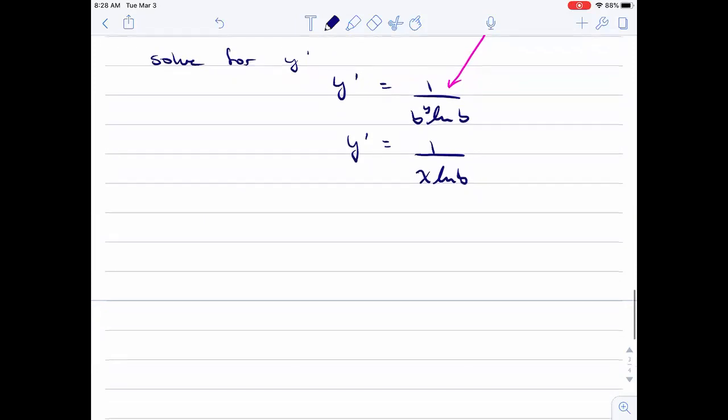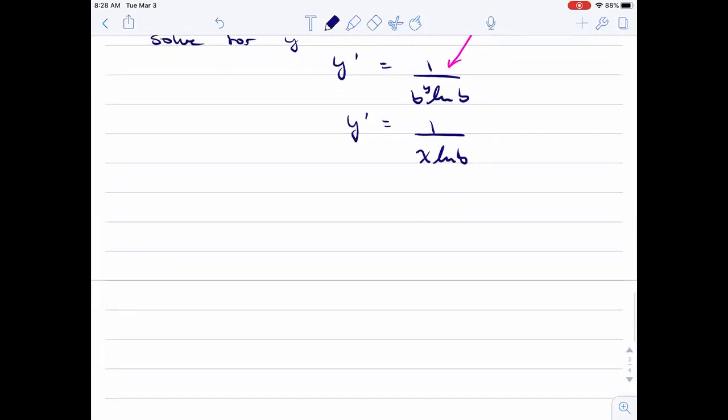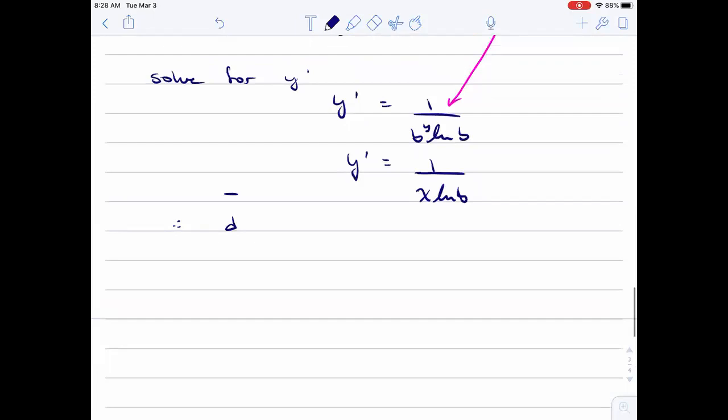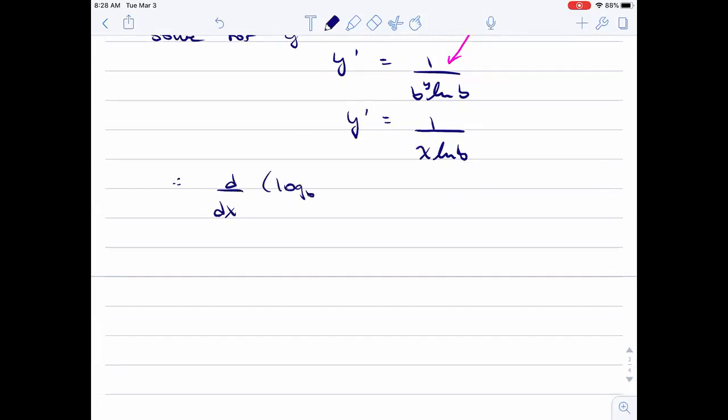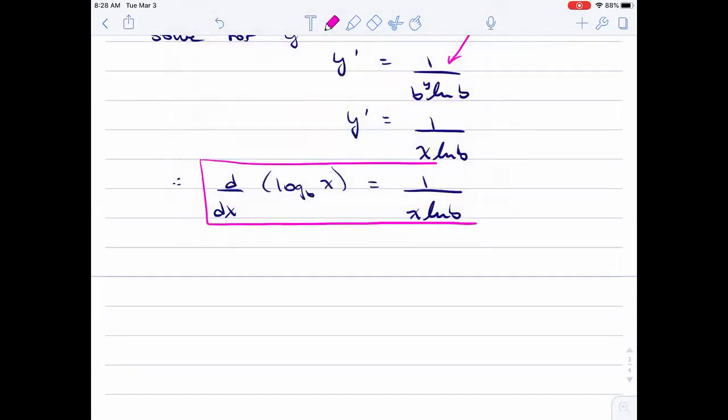So then what we're saying is that d dx of log base b of x is going to be 1 over x log b. Which is worth remembering, but I'll put it on that sheet that I've promised.